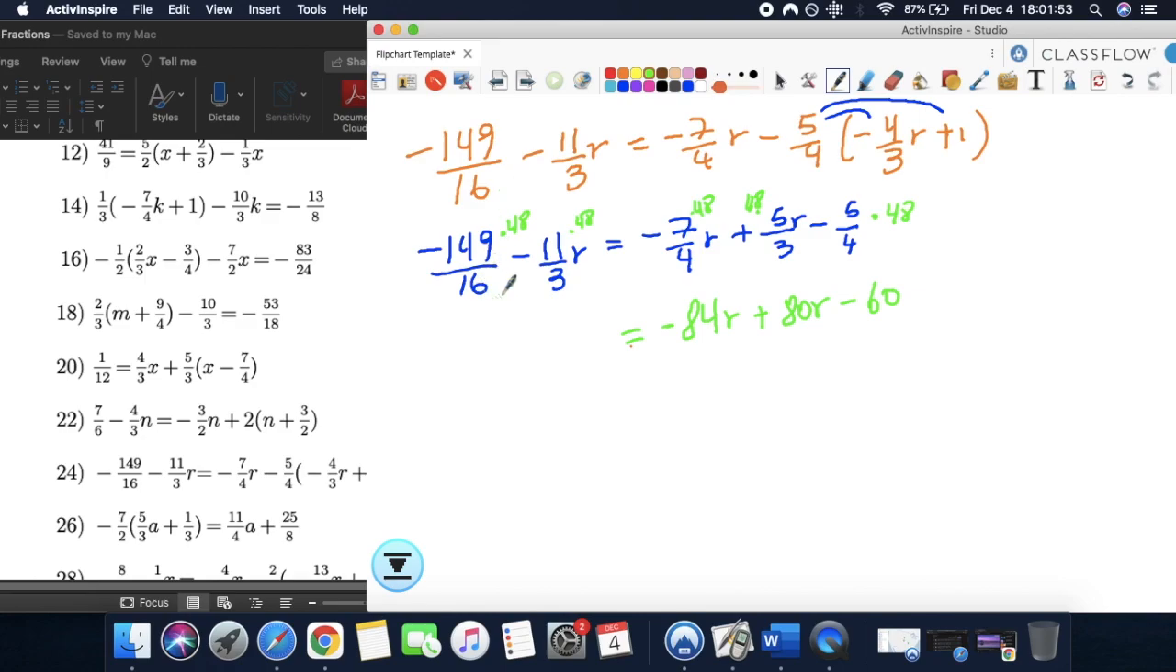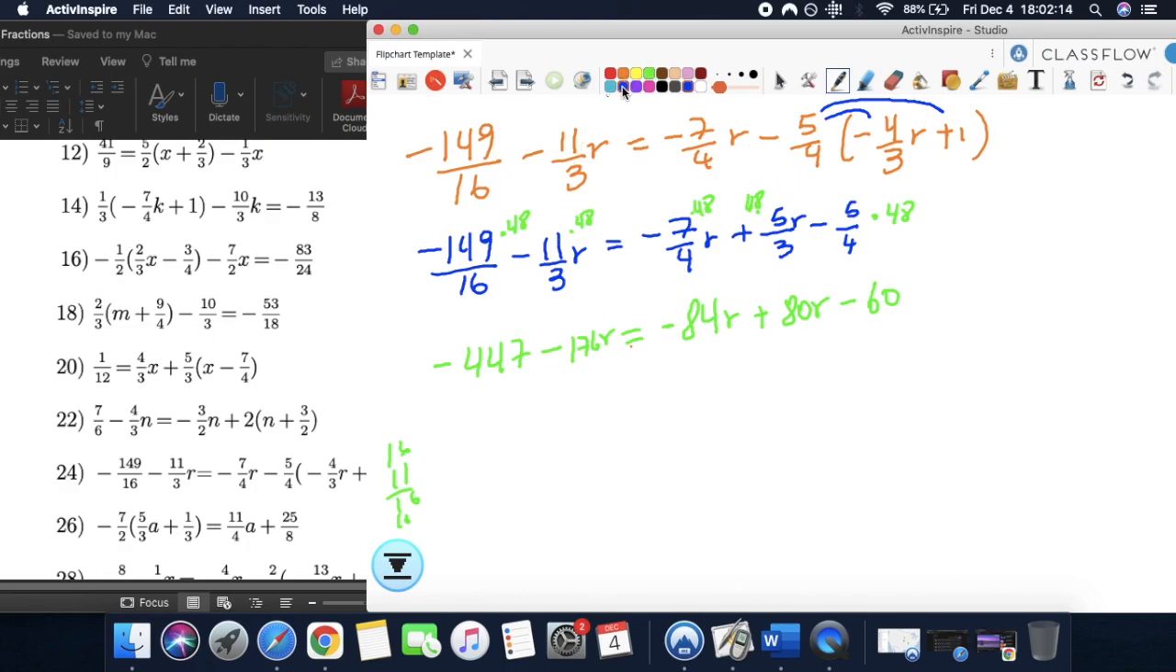And on this side, 48 divided by 16 is 3. 3 times 149, or 3 times 150, take away 3, it's negative 447. And then 48 divided by 3 is 16, and 16 times 11 is 176, negative r.